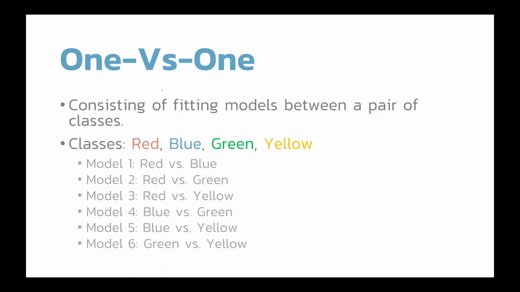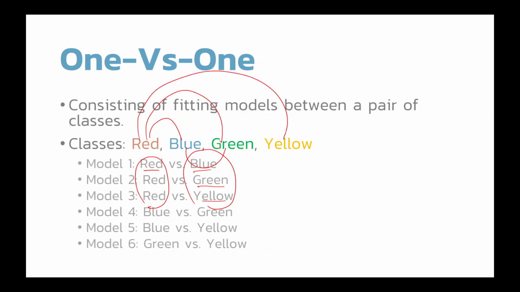But for 1 versus 1, we're going to compare each class against another one directly. For example, if you have 4 classes, we're going to do red versus blue, right? Red versus green, red versus yellow. So it's actually red versus everything else, but separated into distinct models. And then we're going to do blue versus green, blue versus yellow, right? Because blue versus red is actually just double counting, since we already have red versus blue. So we don't need that. So it's actually like this. You do red-blue, red-green, red-yellow.